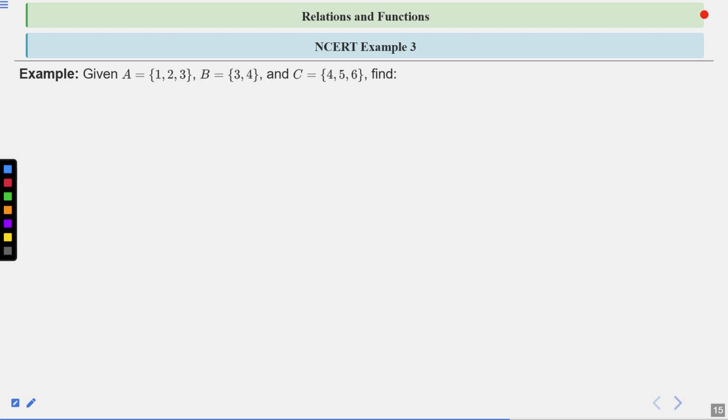Another example. In set A we have 3 elements, 1, 2, 3. In set B we have 2 elements, 3, 4, and in set C we have 3 elements, 4, 5, 6. So you have to find A cross (B intersection C), and second, (A cross B) intersection (A cross C). Then very simple.